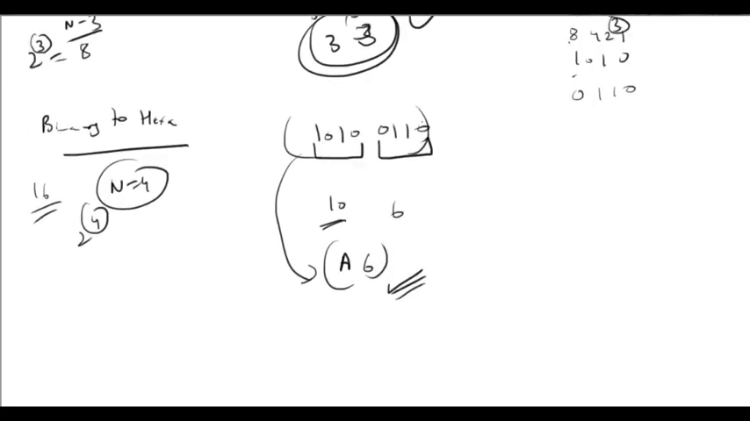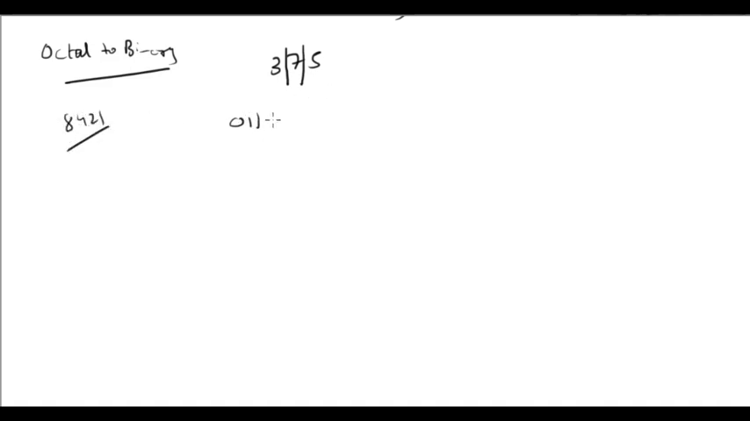Now we should see octal to binary. How can we represent octal to binary? Now suppose we have been given number 375. First of all, we will separate out these numbers. Now 3 can be written as 011 by 8421 code, 7 can be written as 111 and 5 can be written as 101. Therefore 375 can be written as 011111101 in binary. Similarly, we can convert hexadecimal to binary.